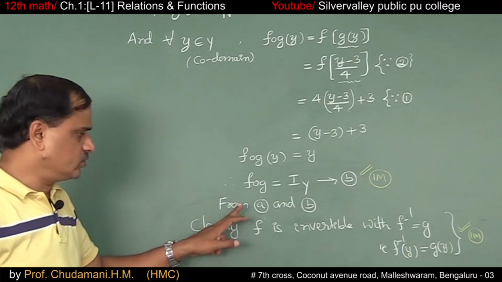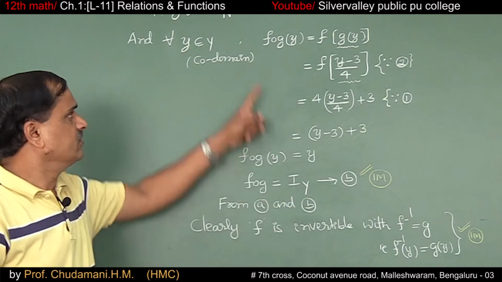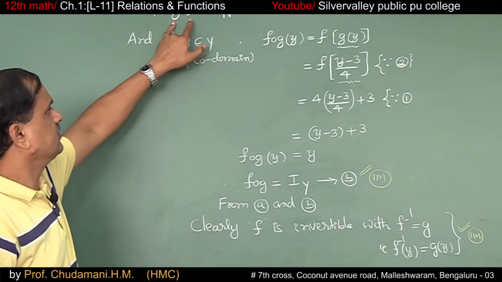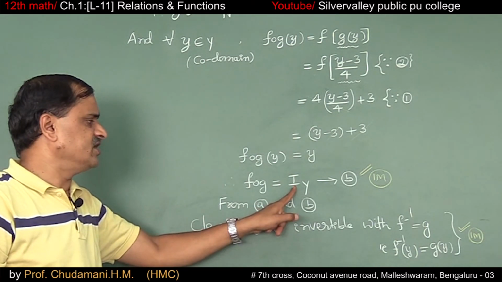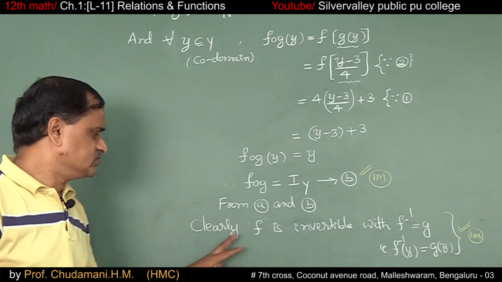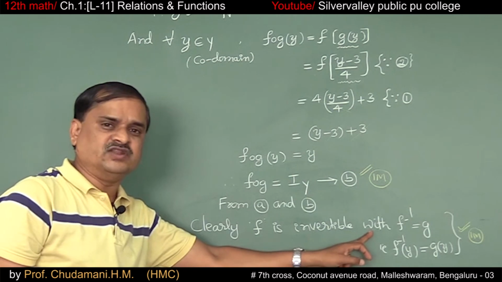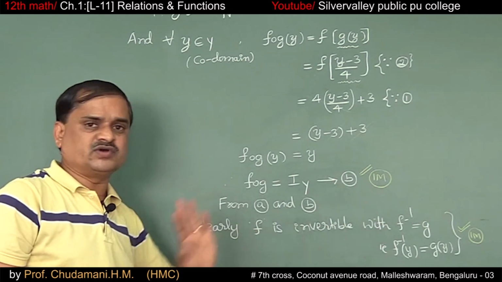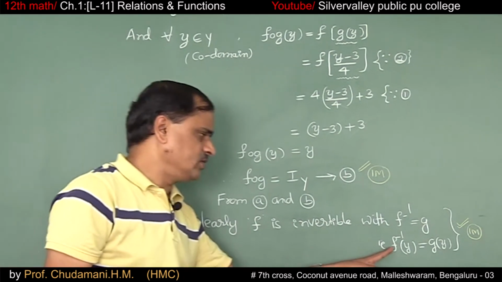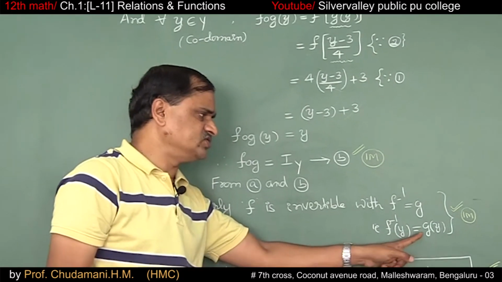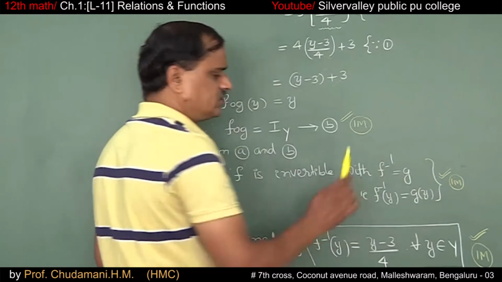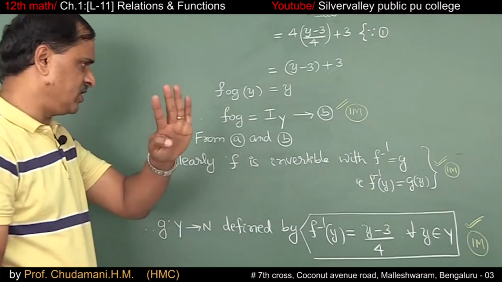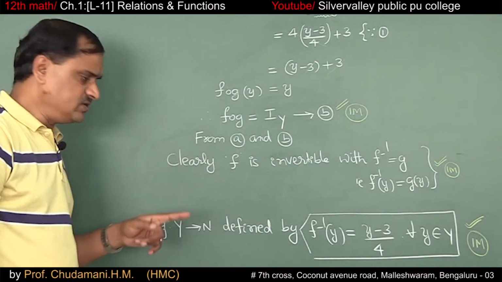Now write the conclusion. From the equations A and B, GoF is identity function on the set N and FoG is identity function on the set Y. So clearly F is invertible with F inverse is equal to G. Therefore, F inverse of y equals G of y. So for writing this conclusion only, you will get one more mark. 4 marks we obtain. So finally you write the answer.